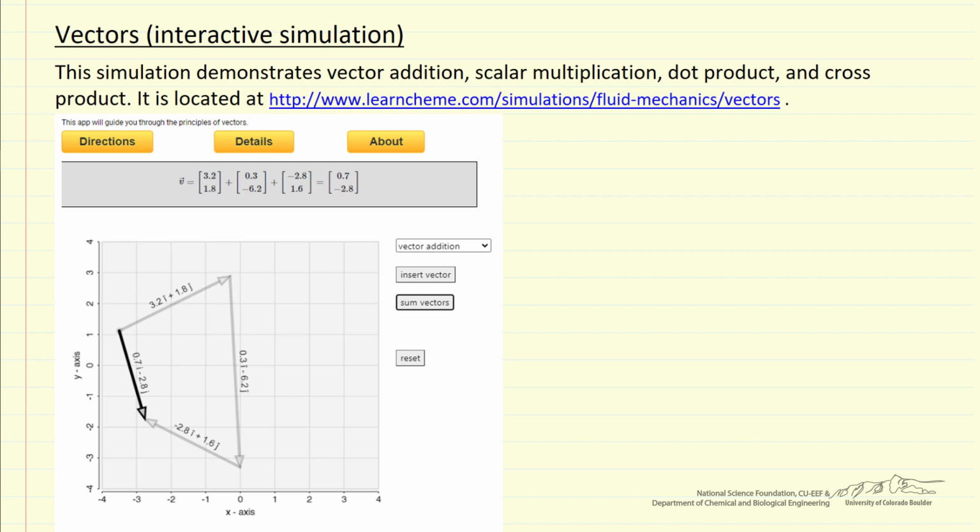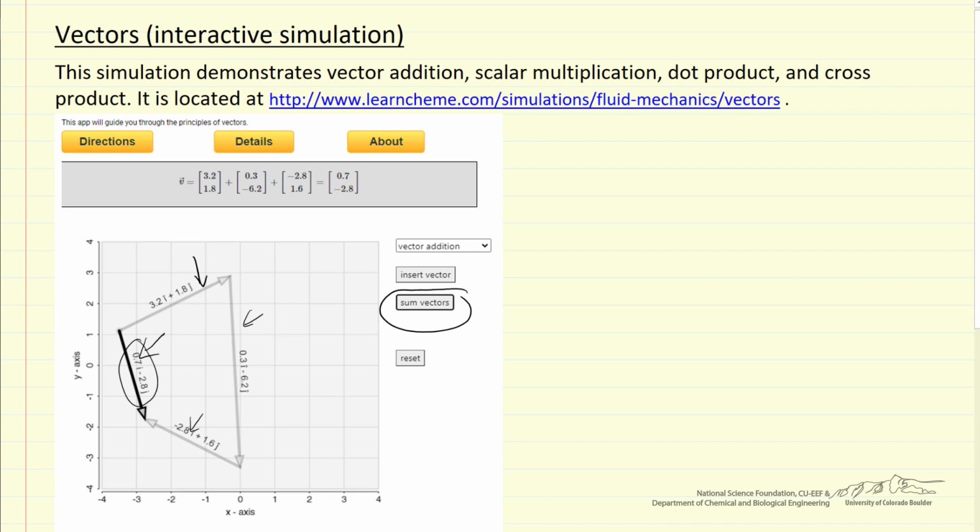This simulation demonstrates how we add vectors, and it allows the user to select, in this case, for example, this vector, and by moving the point, as I'll show in the simulation, we can change the length and the angle. Add a second vector and a third vector, and then the sum of vectors gives the result with the corresponding equation.